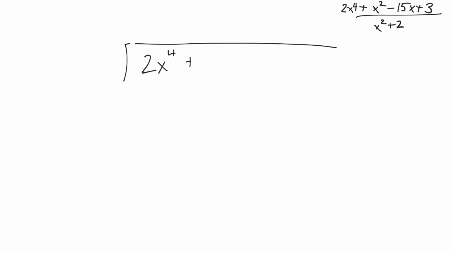So one of the problems, first off, is that you have to account for every degree. So if I have an x to the 4th, I better have an x cubed, x squared, x and a number. So here I'm missing an x cubed term, so I'm going to put a 0x cubed in there for that, plus x squared minus 15x plus 3.